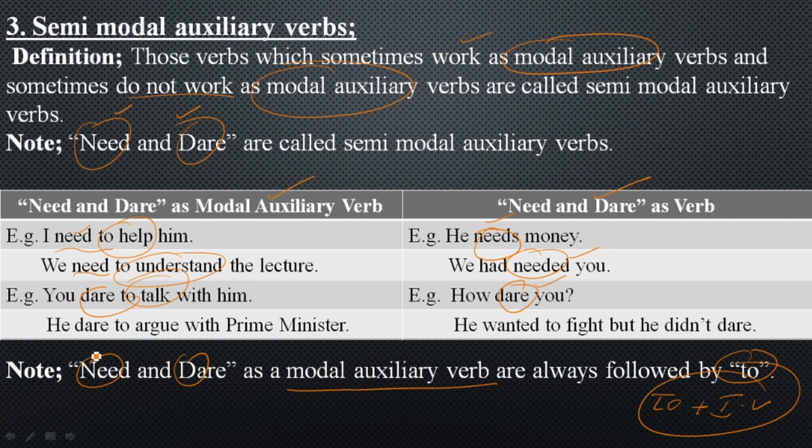And next we have got, he dared to argue with the Prime Minister. Dare is your modal auxiliary verb and followed by to plus first form, to argue with the Prime Minister. He wanted to fight but he didn't dare. Means here it is used only as a verb.